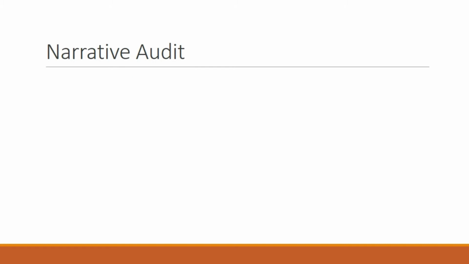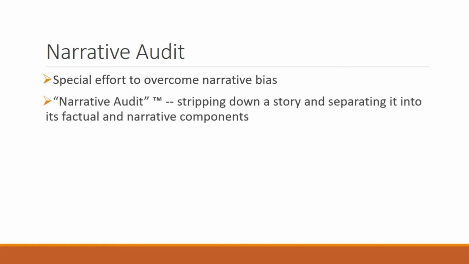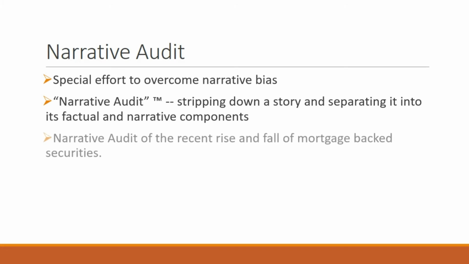Which brings us to the narrative audit. Because narratives are potentially a hindrance to our making rational decisions, we developed a narrative audit, which is a way to look at narratives and disaggregate them, strip down a narrative story, and separate out the factual elements of the story and the narrative components. It's then possible to look only at the factual elements and see whether they hold up or don't. We'll take a look at the recent rise and fall of mortgage-backed securities and use that as an example of how the narrative audit works.